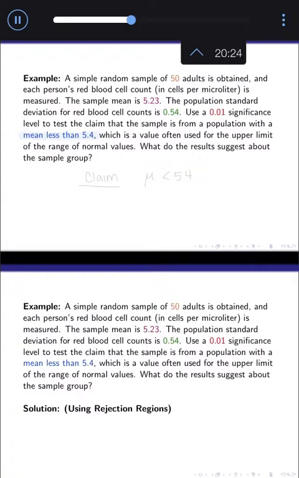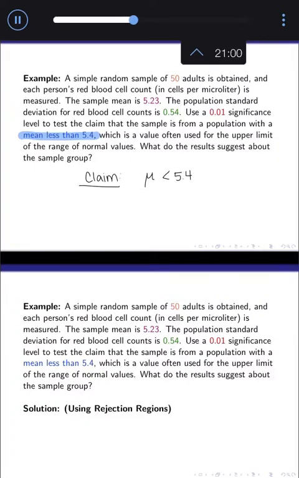Let's look at the first example that we've already done and do it all over again, but this time instead of using p-values like we did before, let's use rejection regions. Again, notice we have the exact same information, the exact same claim, so we're still going to look at testing the claim that the mean is less than 5.4. That means that we're looking at the mean being less than 5.4 is our claim.